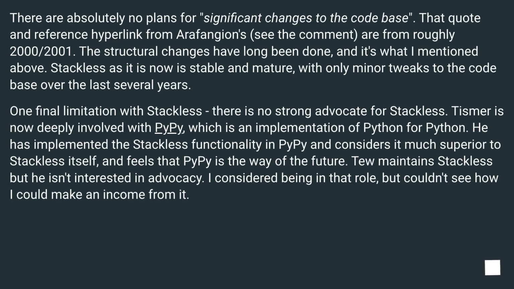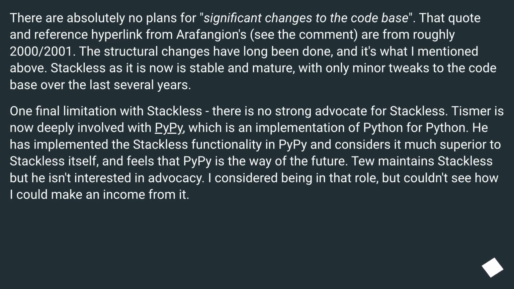"There are absolutely no plans for significant changes to the codebase." That quote and reference hyperlink from Engines, see the comment, are from roughly 2000-2001. The structural changes have long been done, and it's what I mentioned above. Stackless as it is now is stable and mature, with only minor tweaks to the codebase over the last several years.